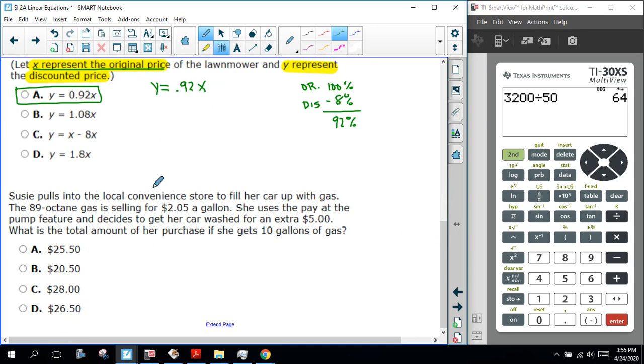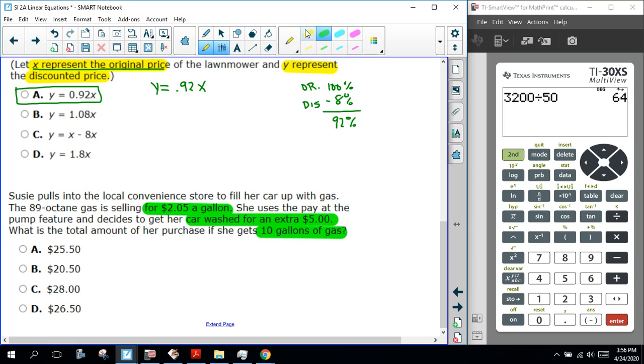All right, here we go. Suze pulls in to the local convenience store, fills her car up with gasoline, and the gas is selling for $2.05 a gallon. I could say that's per gallon. That is a rate. She uses the pay at the pump feature, decides to get the car washed. The car wash is an extra $5 onto her bill. What is the total amount of her purchase if she gets 10 gallons of gasoline?